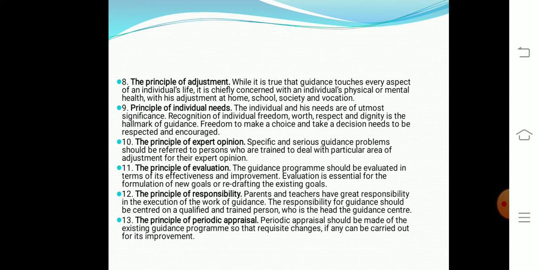The principle of adjustment. While it is true that guidance touches every aspect of an individual's life, it is chiefly concerned with an individual's physical or mental health, with his adjustment at home, school, society, and vocation.